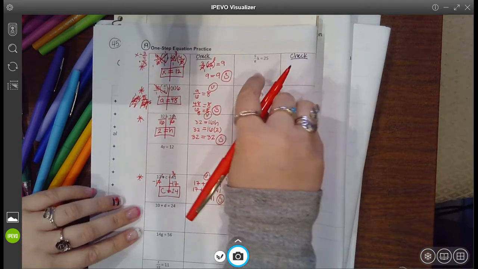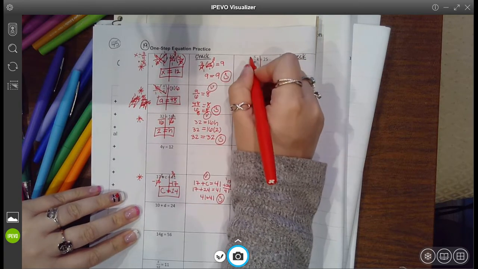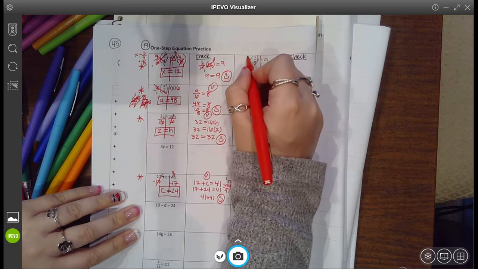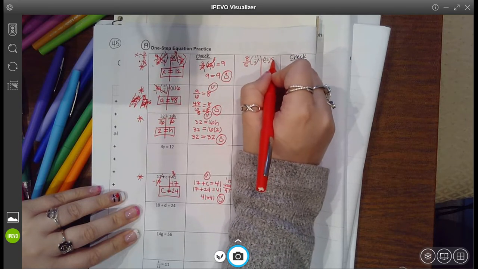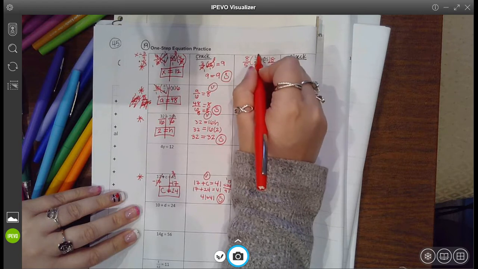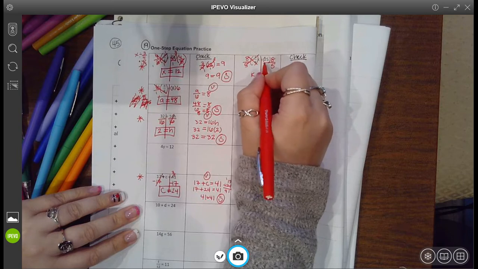So what do you think you would multiply this by? Think about it. And yes, you would have multiplied by 8 over 5. And whatever you do to one side, do to the other. Those cancel, you get k equals, that's over 1.